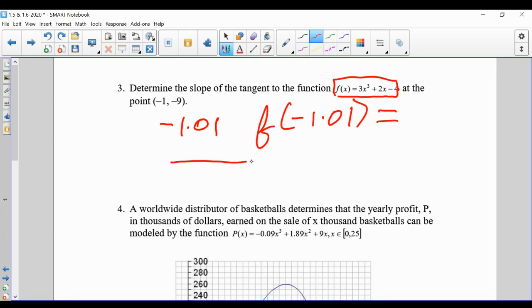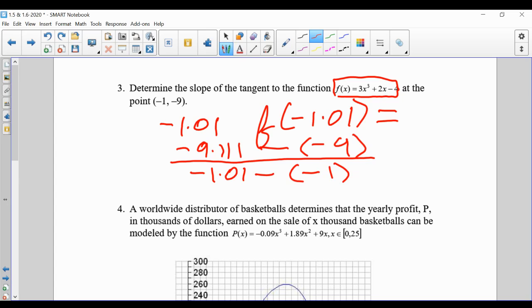So here's what my calculation looks like now. On the top, I'm going to put in the value of the number that I just got. So minus 9.111. I round that off a little bit. Minus the negative 9, which is the other y value. On the bottom, I'm going to put the numbers that I got, which is minus 1.01, which is the number that gave me the 9.111, minus negative 1.